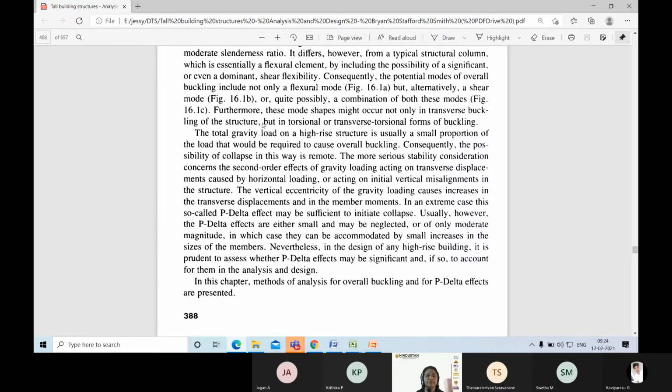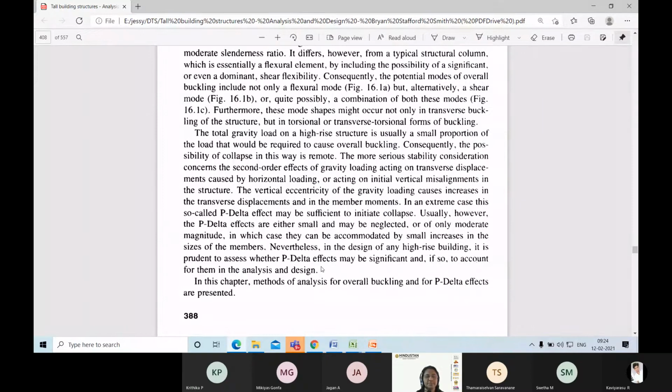Okay. So usually, however, the P delta effects are either small or may be neglected or of only moderate magnitude, in which case they can be accommodated by small increases in the sizes of the members. In the design of any high-rise building, it is prudent to assess whether the P delta effects may be significant. If so, that has to be taken into account in the analysis and design. Okay. So in this particular chapter, the major discussion is on P delta effect.